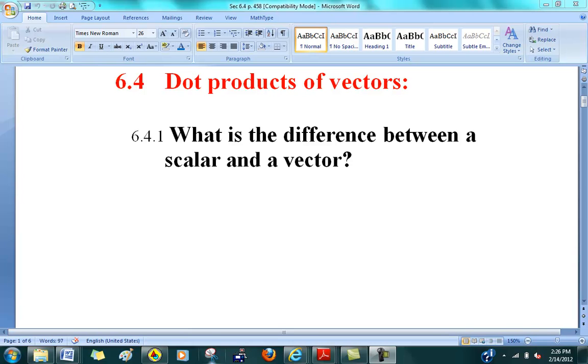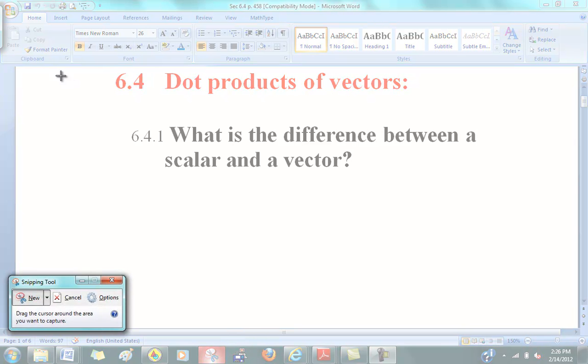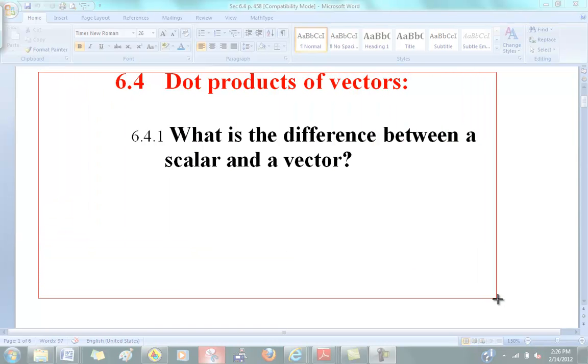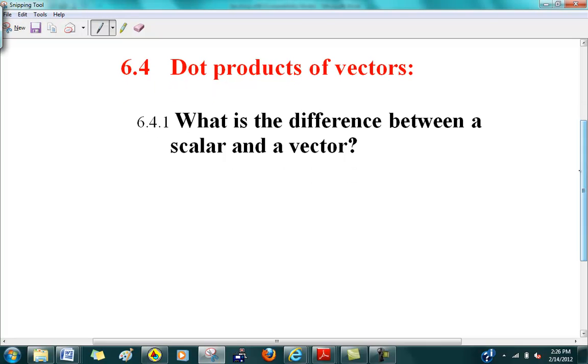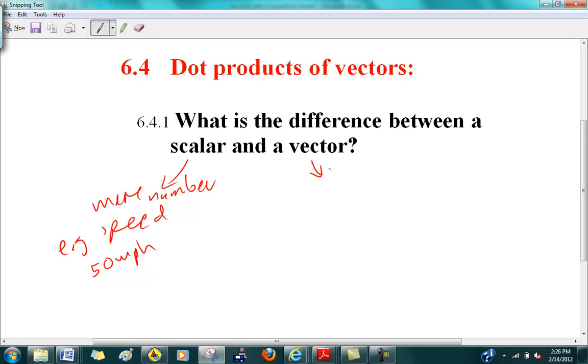So we're going to be dealing with some important concepts about vectors and doing some arithmetic on vectors. The first concept I want to do is called dot products, okay? So to quickly review the difference between a scalar and a vector, you should know that a scalar is a mere number. Like, for example, speed. When you talk about speed, you say, oh, I was driving at, say, 50 miles per hour. A vector has two quantities defining it.